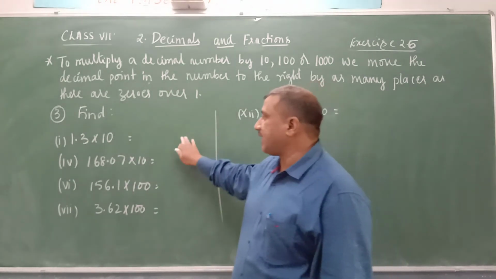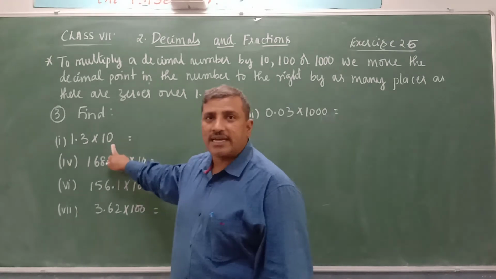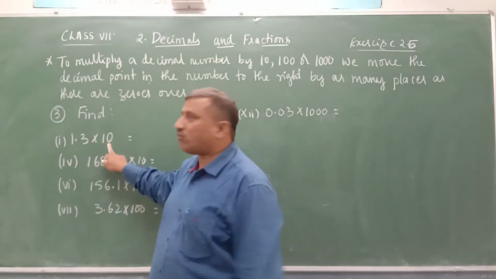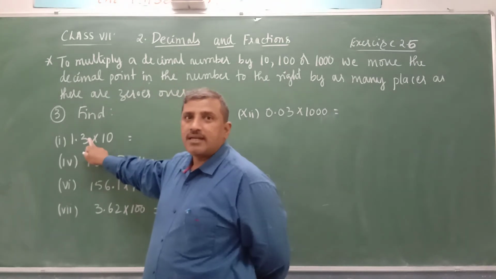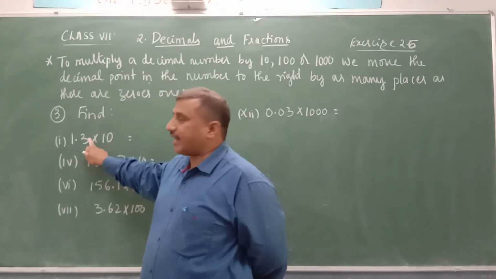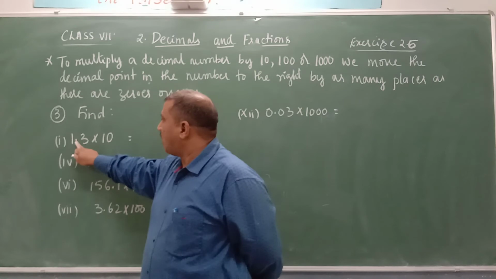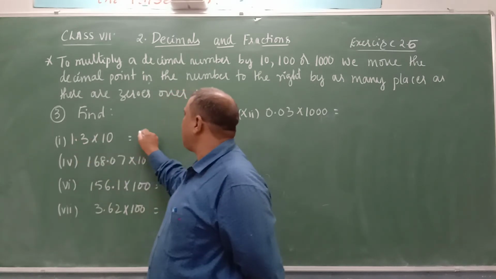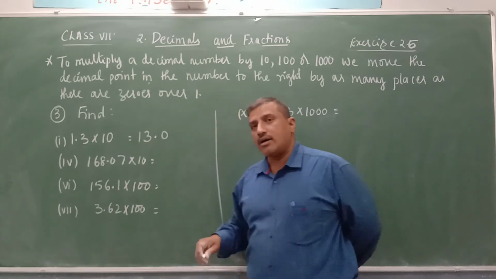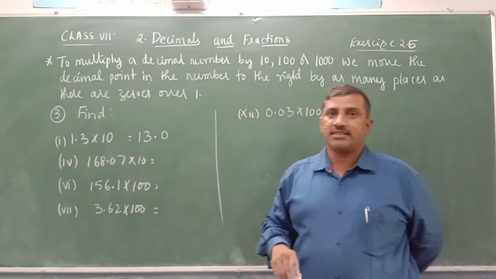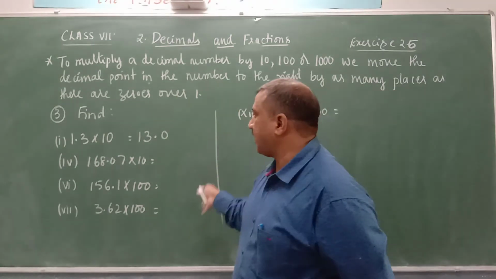1.3 into 10. So we are multiplying with 10, which has 1 zero. What will happen? The decimal point will move one place to the right side. So the decimal point will come after 3, that is 13.0 or simply 13.